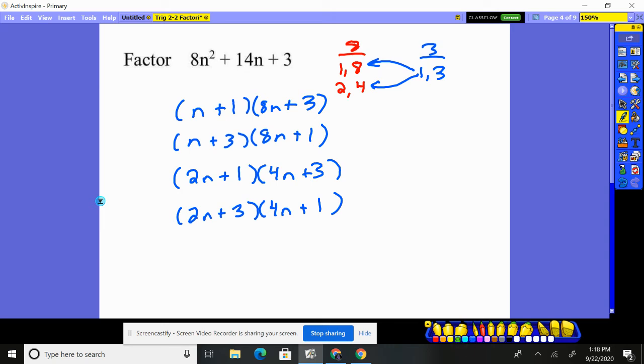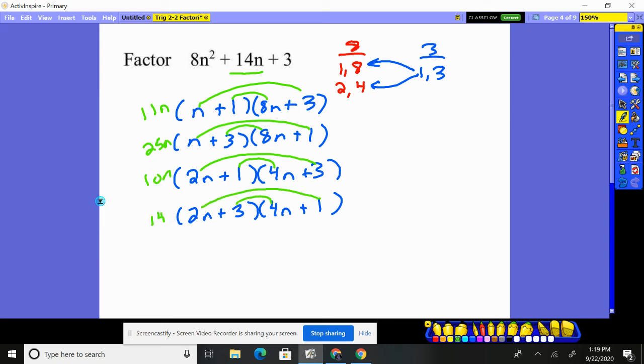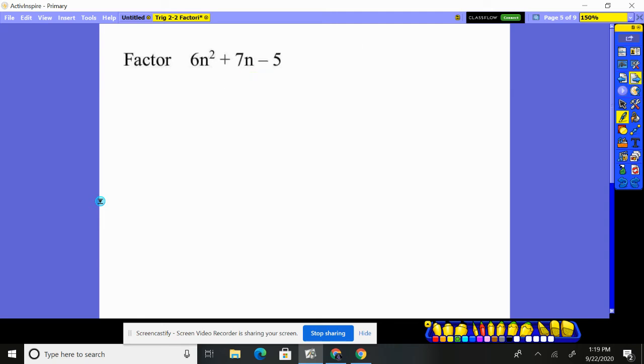So let's see what's going to produce 14n. There's 3 and 8. That produced 11n. Nope. 24 and 1, that's 25n, would have been the center for that guy. 4 and 6, that's 10n. Nope. Looks like 12 and 2, that's my 14n. And this is our winner right here. So that top factors down to a 2n plus 3 times the quantity 4n plus 1.